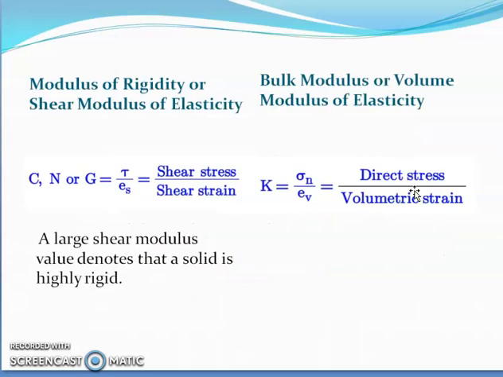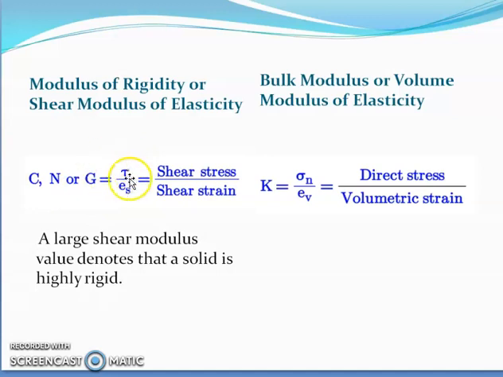So next we need to discuss is modulus of rigidity, or it can be called shear modulus of elasticity. So you might have got some idea. How can we define modulus of rigidity or shear modulus of elasticity? It is equal to shear stress divided by shear strain. This modulus of rigidity can be represented by the symbol C, N or G. You can use any of these letters, right?